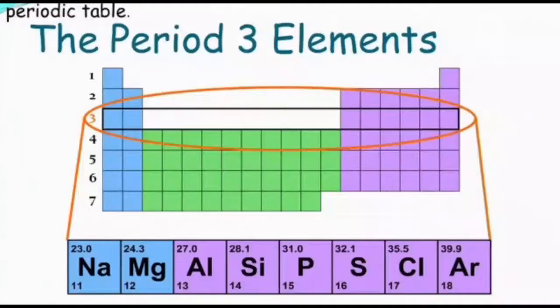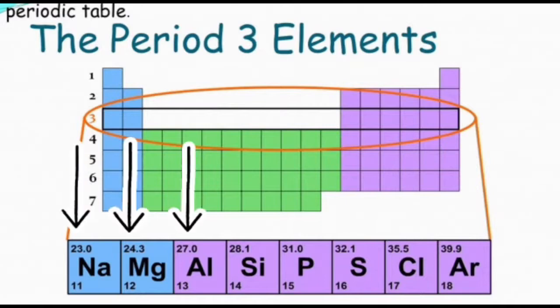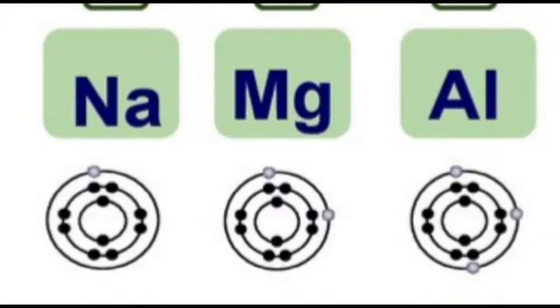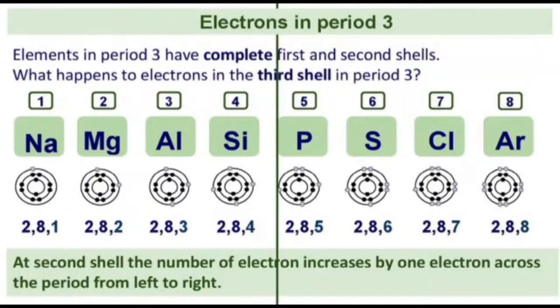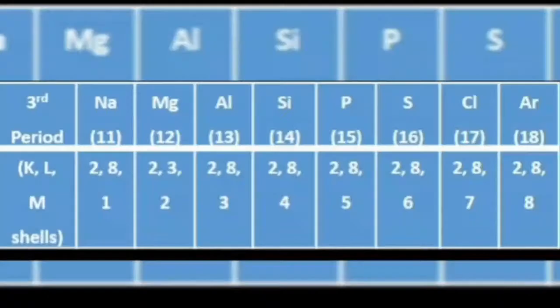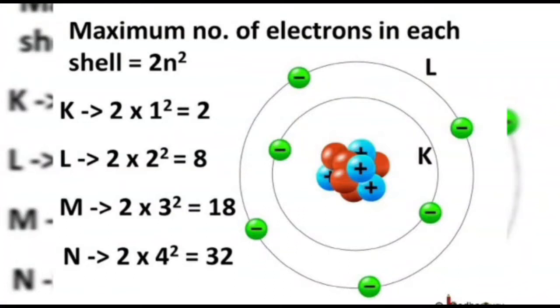Now, look at the periods. Let's take the third period. The elements that we are taking are sodium, magnesium and aluminium. Here under configuration, what do they have in common? Yes, they have the same number of shells. You can also observe that an electron is added in the same shell as we move towards the right. The maximum number of electrons which can be accommodated in a shell is given by the formula 2n square.